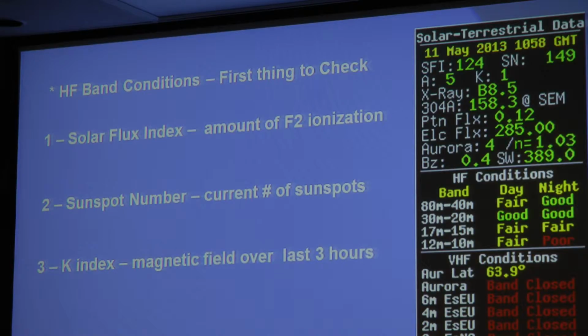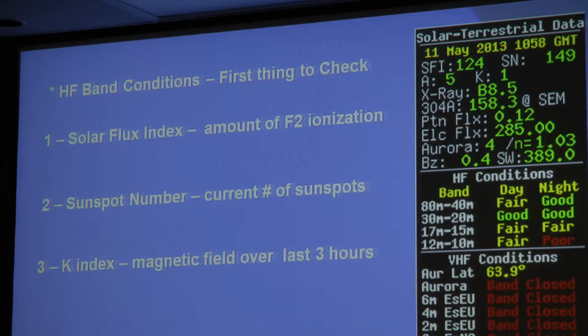The K index, another very important field. This is the geomagnetic number over the last 3 hours, and this is fairly real time, if you will. It's important to pay attention to.